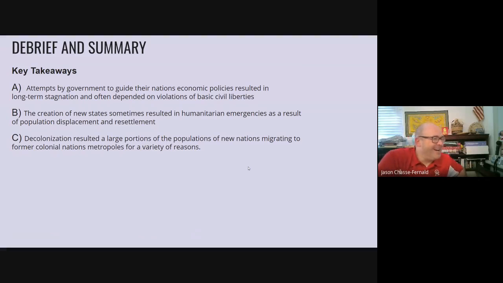All right, B, the creation of new states sometimes resulted in humanitarian emergencies as a result of population displacement and resettlement. And we see this in the case of South Asia, which we just talked about. We also see this with Israel and Palestine. And decolonization resulted in large portions of the populations of new nations migrating to former colonial metropoles for a variety of reasons. We didn't really look at that, so maybe we'll look at that in the next video. But there's definitely going to be something we see.